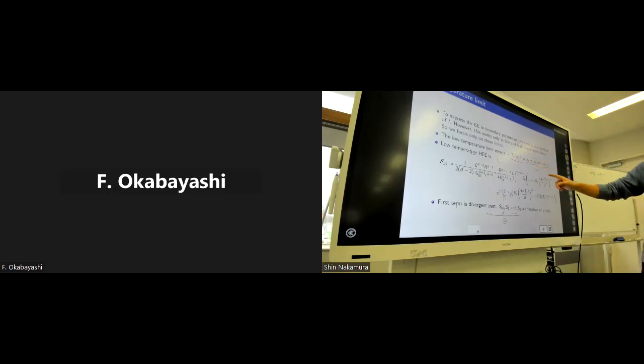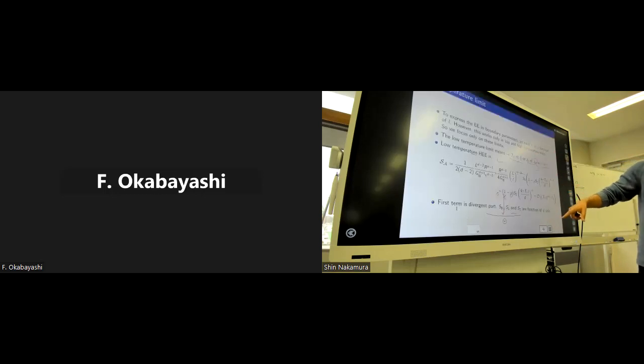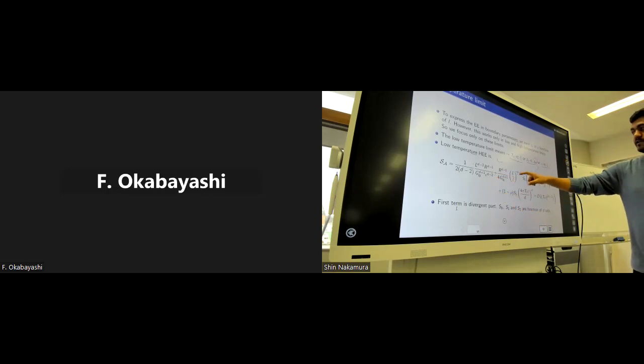Now in the low temperature limit, you can invert these relations, substitute them back here and divide by 4G, and you will get the entanglement entropy expression in the low temperature limit. So for the divergent term, there is no B dependence. Yes, that is the universal piece.